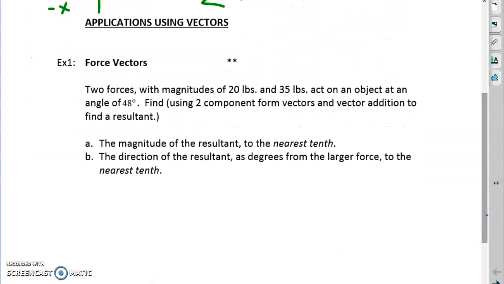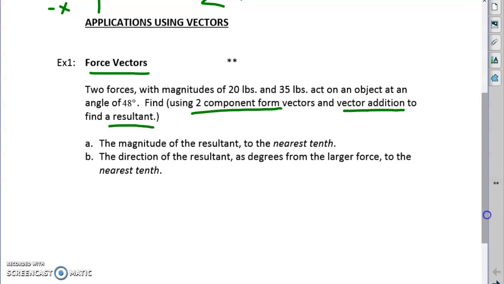Looks a lot like physics to me. Force vectors acting on an object. Forces magnitude 20 pounds and 35 pounds. They act on the object at an angle of 48 degrees. Find the magnitude of the resultant to the nearest tenth, the direction of the resultant as a degree from the larger force to the nearest tenth. Use two component form vectors and vector addition to find this resultant.